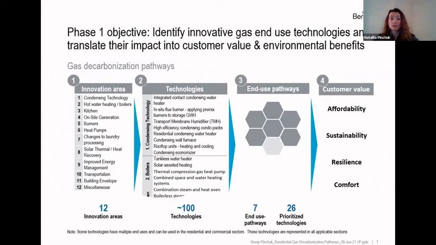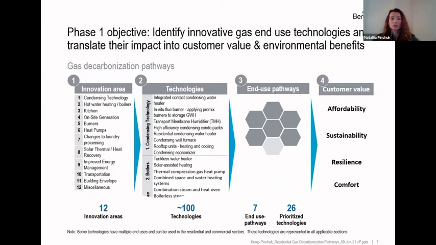Like, for example, condensing technologies was one, hot water heating and boilers was another one, things that are related to cooking and kitchen were the third one. So just a few examples. And within each of these innovation areas, we identified potential technologies that currently exist today. They're currently in maybe piloting or development phase. I think our cutoff was, if it's something that could be commercialized by 2030, it's in. If it's beyond 2030, then it was out. And we identified close to 100 different technologies.